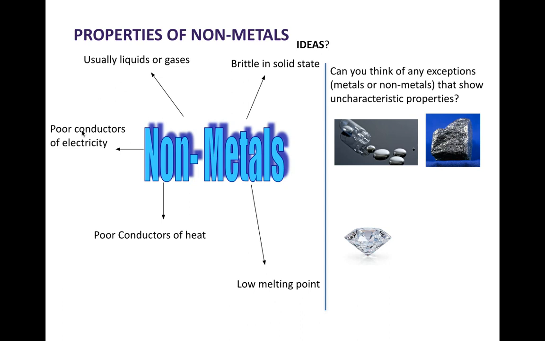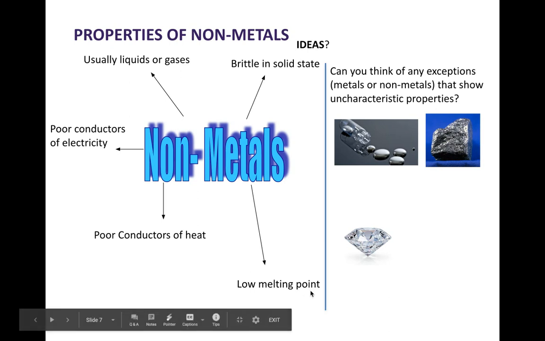And actually, what we tend to find is that they have opposite properties to metals. They tend to be poor conductors of electricity, so they don't allow electricity through too easily. They tend to be poor conductors of heat, so they insulate really well. For example, wood is a poor conductor of heat. It will basically insulate your house. Okay. They have a low melting point. Okay. So that's another point to make there. And they tend to be brittle when they're solid.